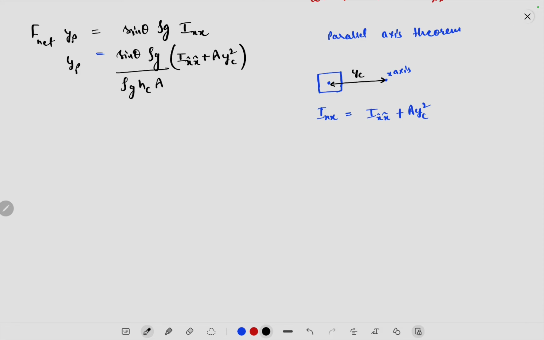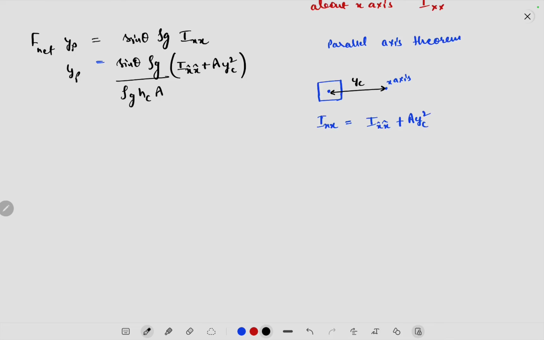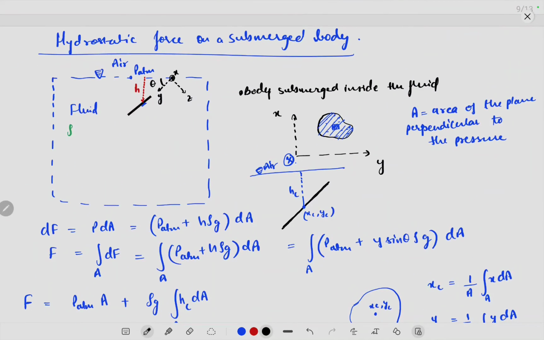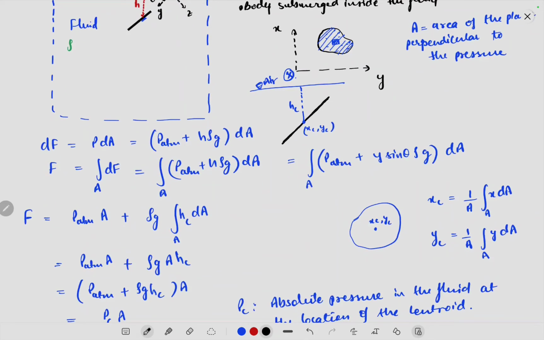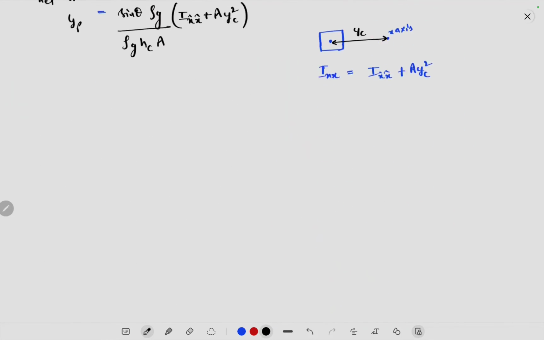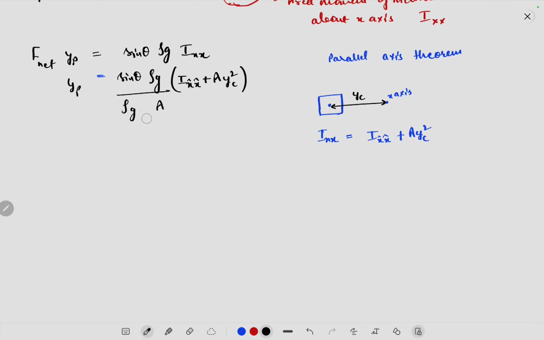Now we replace hc. So what was hc? Just see the figure. How can we write hc in terms of yc? The relation between y and h is y sin theta is h. So hc will be yc sin theta. Just write hc is equal to yc sin theta. Simplifying this expression, what would it become?